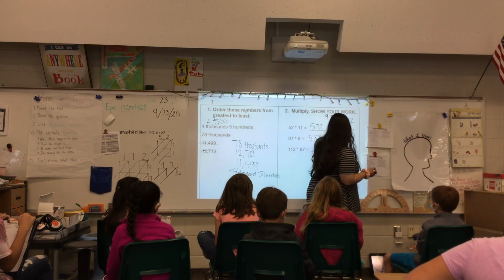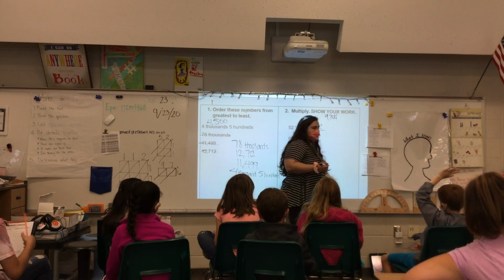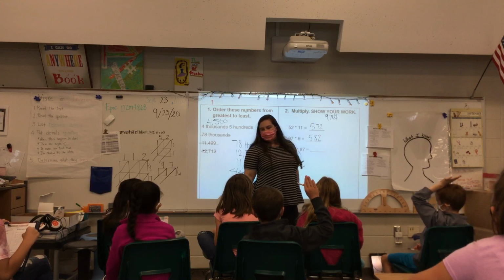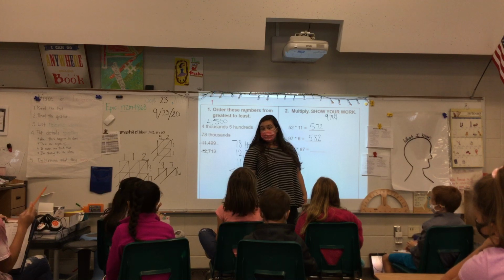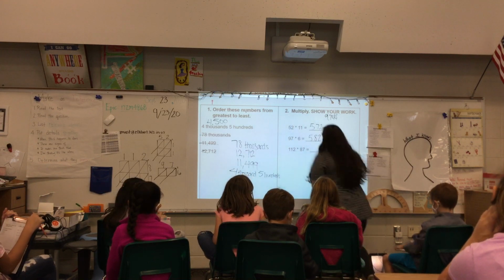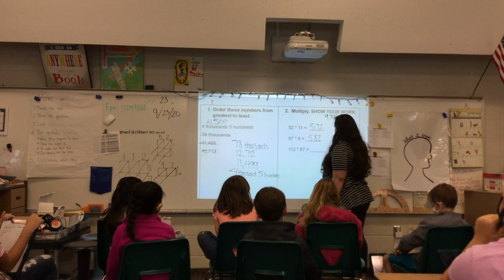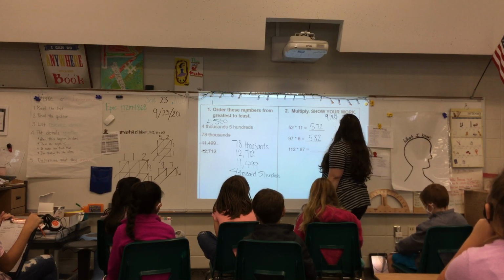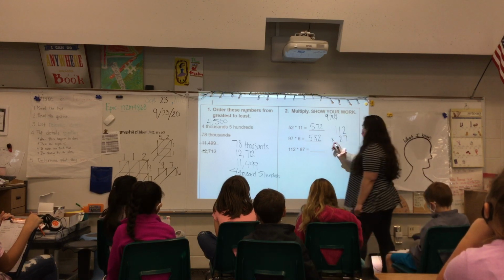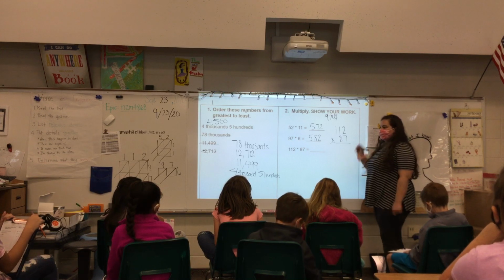What method should we use for this one? Which one do you guys want to do? Lattice? Traditional? Partial products. Okay, I haven't done that one in a while. You're right, we haven't. So, 112. All right, so there are a couple of different ways of looking at it. 87 times 12. That is our problem, right? We're going to move back to the first box.